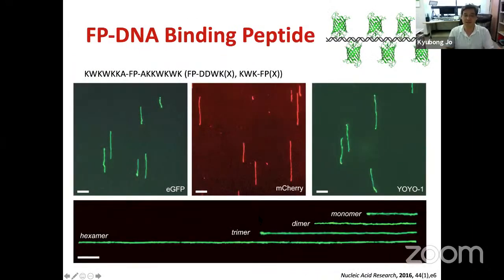So this is one example, with an EGFP in the middle and KWK on both sides. And this is mCherry in the middle. And this is a YOYO-1 stained DNA molecule. So this is more similar to the YOYO-1 staining. However, without the organic chemicals, we simply use the DNA binding proteins.